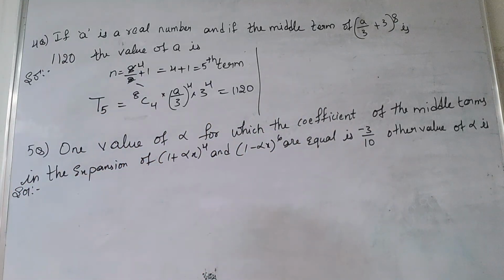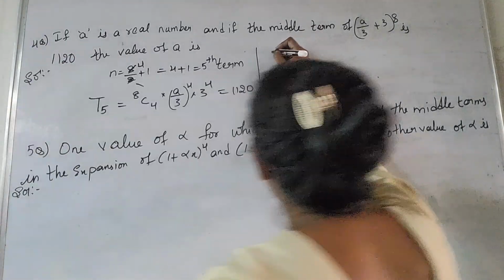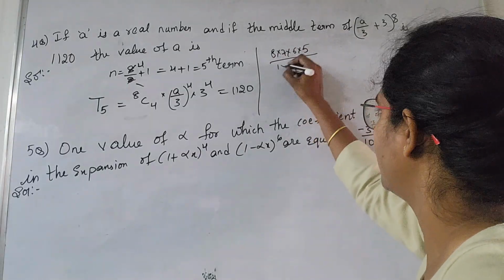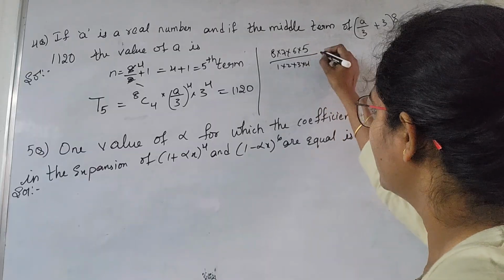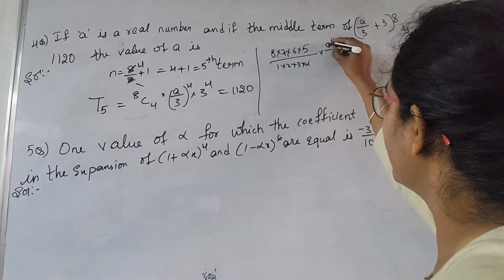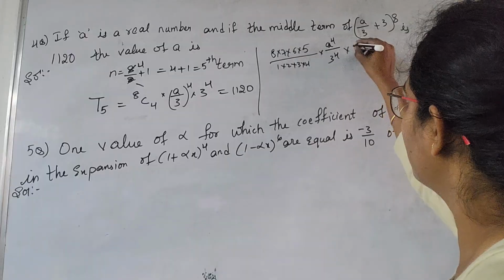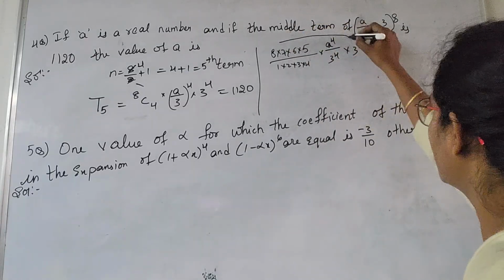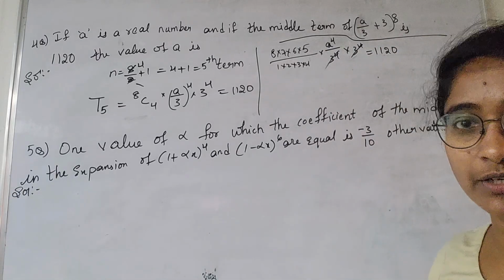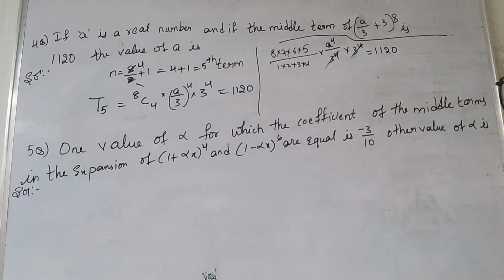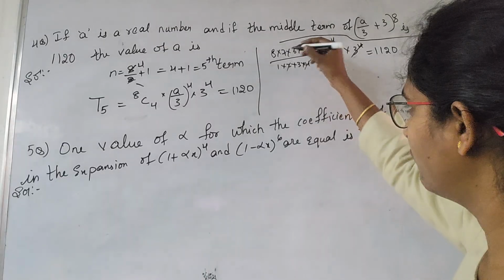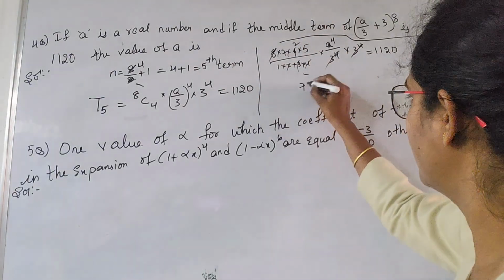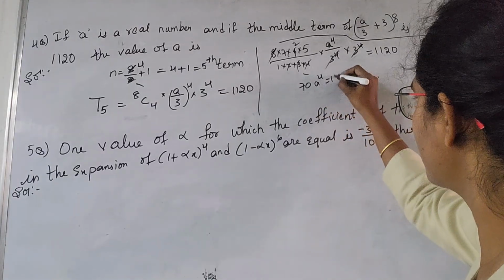8C4 is like 4 terms, right? 8C4 means 8, 7, 6, 5, 4 terms by 1, 2, 3, 4, into a power of 4 by 3 power of 4 into 3 power of 4 is equal to 1120. Okay, so a power of 4 and 3 power of 4 get cancelled here, then 4 2s are 8, 8 cancels, 3 1s 3, 2 2s, 10 and 70 here. 70 a power of 4 is equal to 1120.